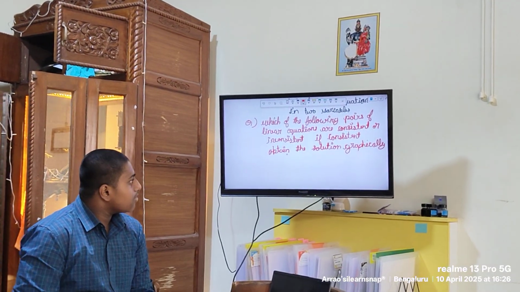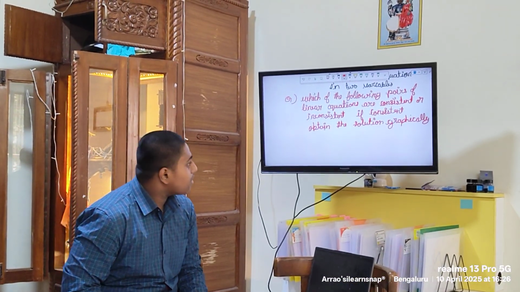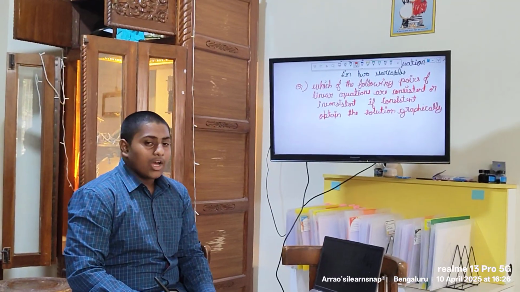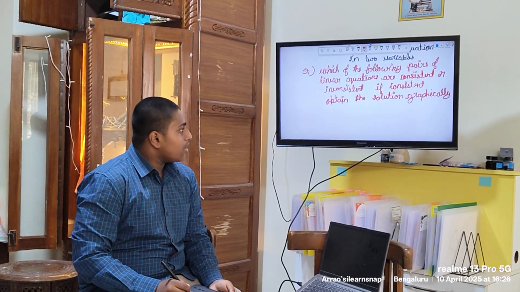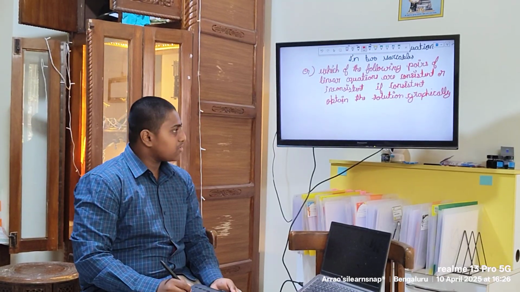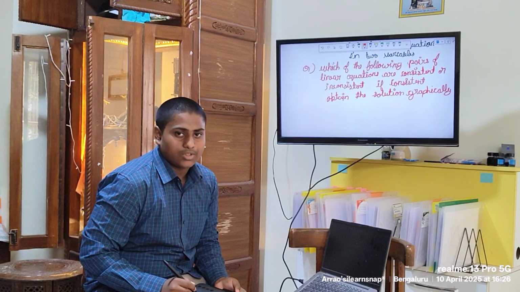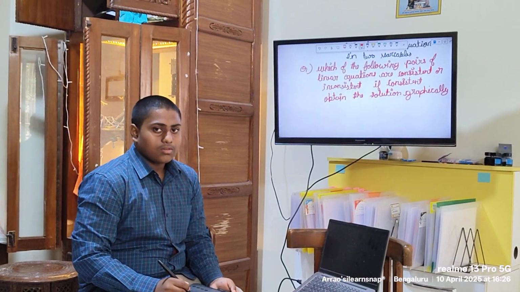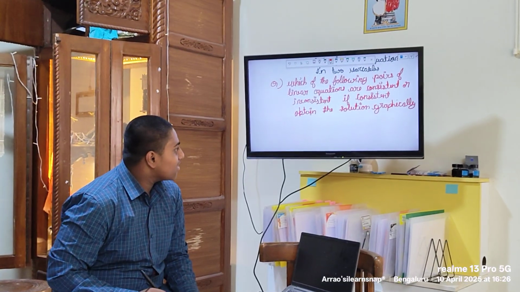Okay, in the question they have given the following pairs of linear equations, and we have to find whether they are consistent or inconsistent. If it is consistent, we have to find the solution graphically. Please don't muddle your words. Okay, sir. Okay, continue.